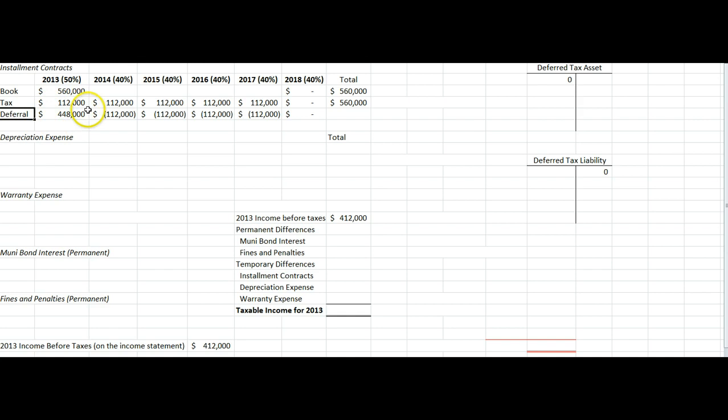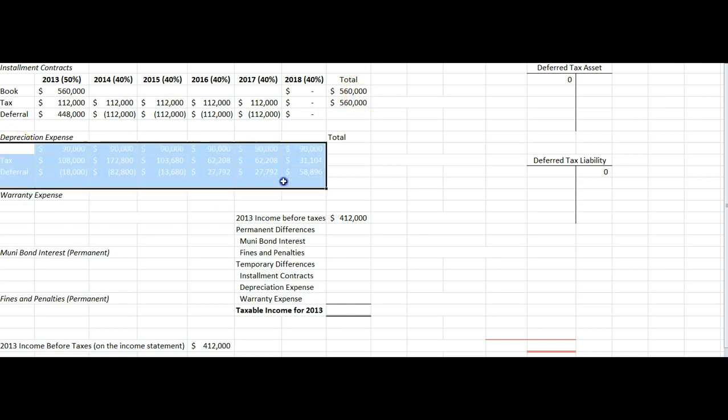We've deferred $448,000 worth of gross profit to be taxed in later years, and it's all going to reverse itself out because we end up with the same total. It's just a temporary or timing difference.